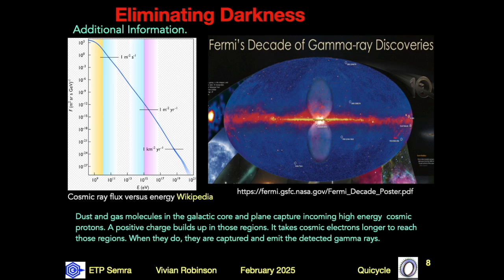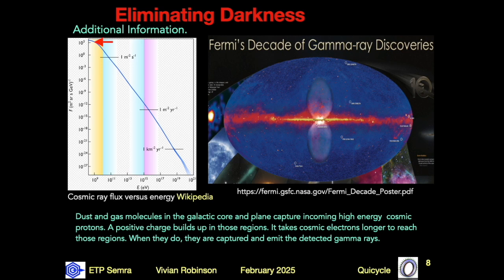This results in a positive charge accumulation in the galactic core. There they are captured by the stars and the small gas and dust molecules. Stars, like our Sun, emit excess protons. They either remain as protons or are captured by gas and dust molecules.